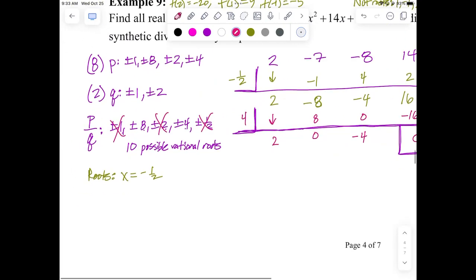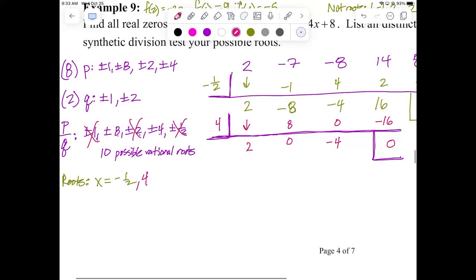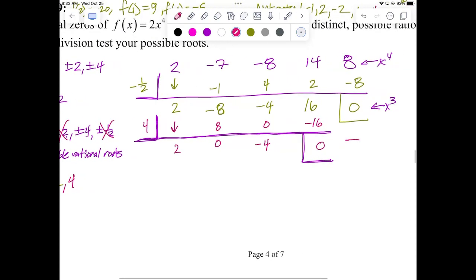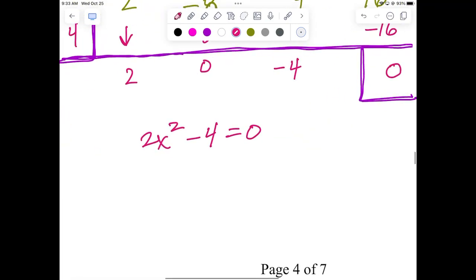Yay, so we found the other root, x equals 4. Do we need to keep trying the 8 and the negative 8? No, because now we got it down to an x squared. This is 2x squared plus 0x minus 4. There's no x term. And now I set it equal to 0.